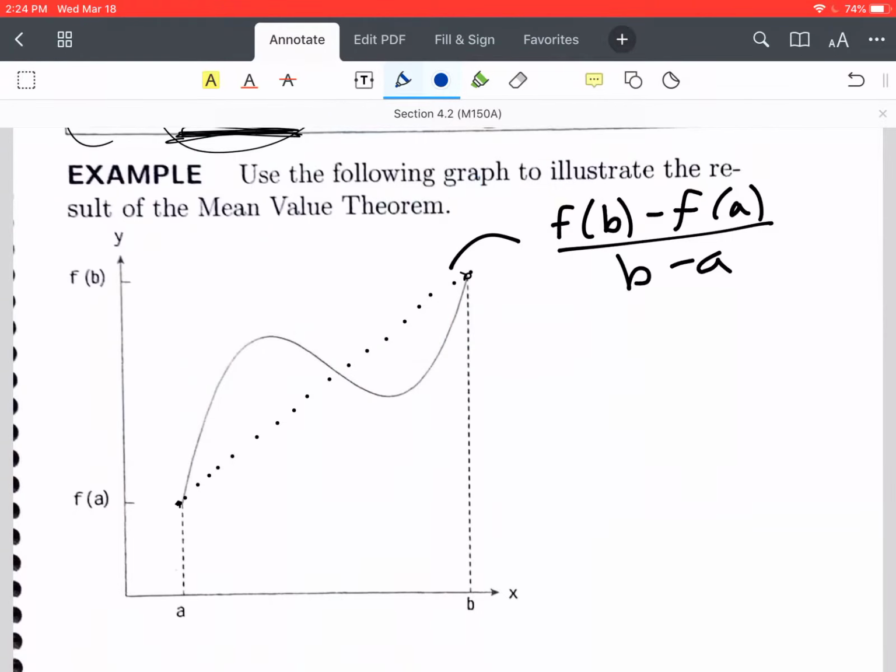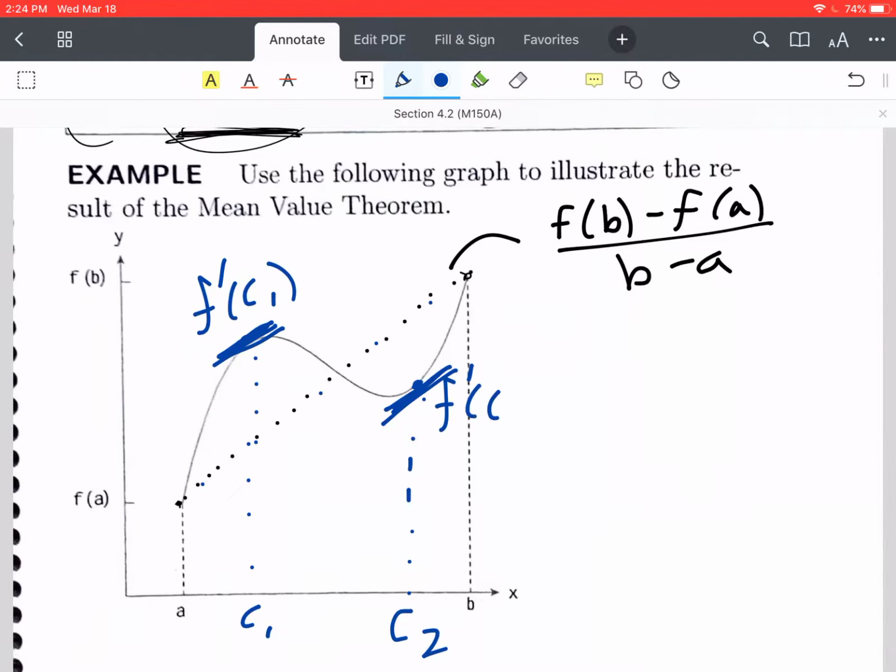And there must be at least one point, and in this case there will be a couple, where the slope of the tangent, so maybe right about here, and right about here, is parallel to the average rate of change. So the slopes here and here are equal to the slope of that average rate of change. So we could call these c1 and c2, that would be f prime of c1 and f prime of c2.